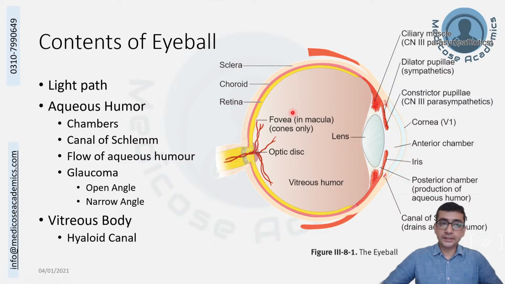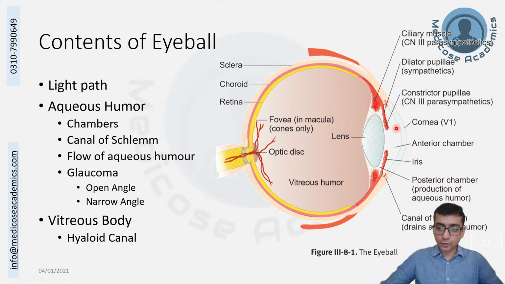So these are the things about the contents of the eyeball. We have discussed the light. You may have read or discussed the light pathway in the physiology lectures, the special senses that are coming up in the crash course. You can follow this video playlist and go through that.